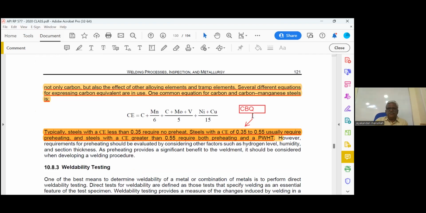Then the formula is not important. These values are important. Typically steel with the CE less than 0.35 requires no preheat. Steel with the CE 0.35 to 0.5 usually requires preheat. And steel with the CE greater than 0.55 requires both preheating and PWHT. That is closed book.